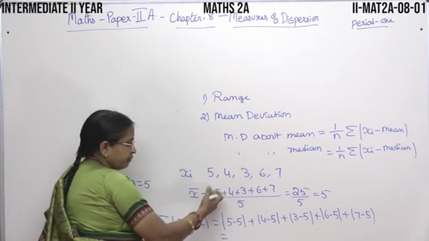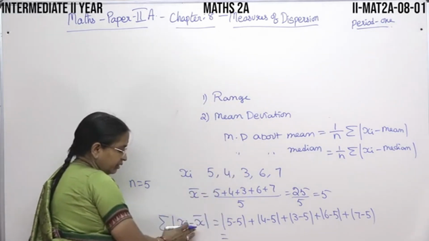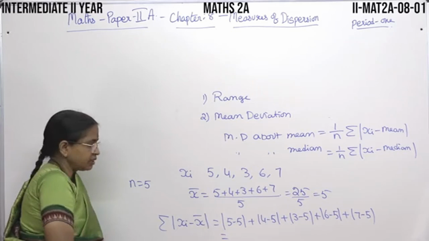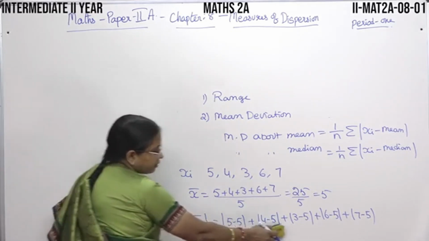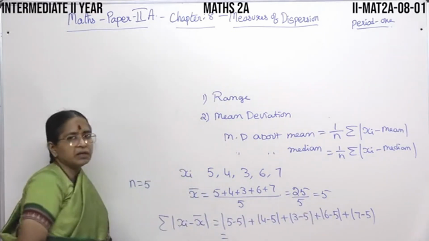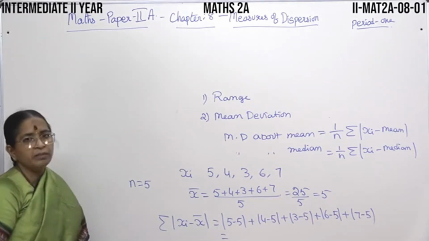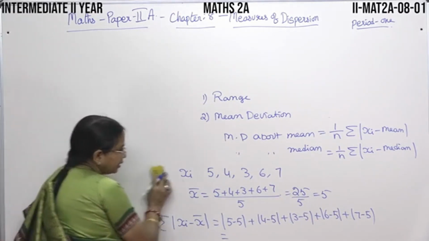In the same manner, we'll first find the median and then we'll take the deviations. These are called deviations about the mean. Next, we'll find the deviations about the median. That's all. So this is all you learn in this chapter.